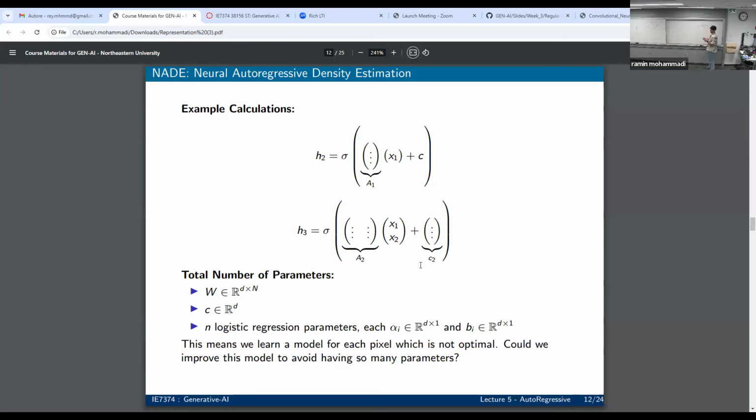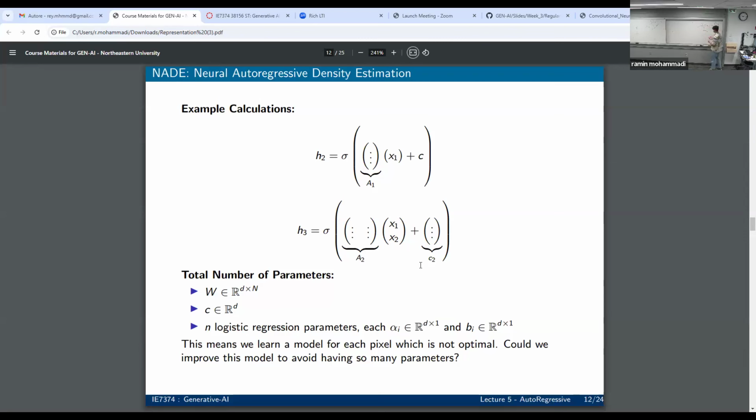And remember, X1 is either 0 or 1, on or off, right? It's like black and white. And then you have C, so 1 by 1 times D by 1 becomes D by 1, and if you want to add a bias, the bias should also be D by 1, right? So the output of this is a D by 1 vector. When you apply a sigmoid to it, it technically becomes a sigmoid over each individual element, right? So it's still D by 1. Then you pass this to a logistic regression.